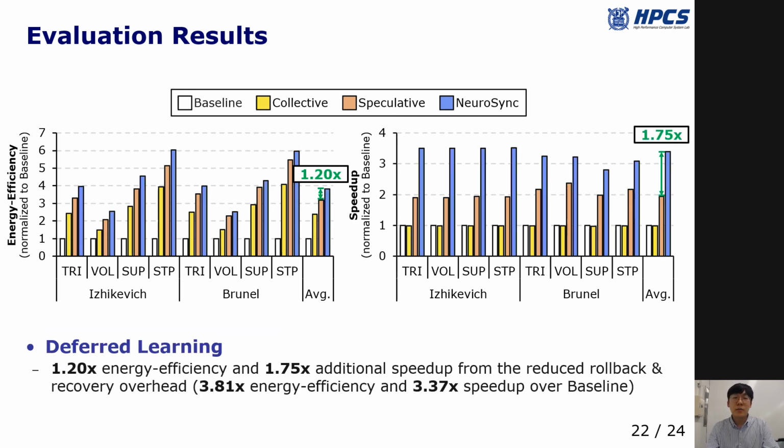Finally, by deferring the post-learning and thus reducing the rollback and recovery overhead, NeuroSync achieves an average of 1.2 times and 1.75 times additional energy efficiency and speedup over speculative. In total, NeuroSync achieves 3.81 times higher energy efficiency and 3.37 times higher speedup over the time-precise baseline.